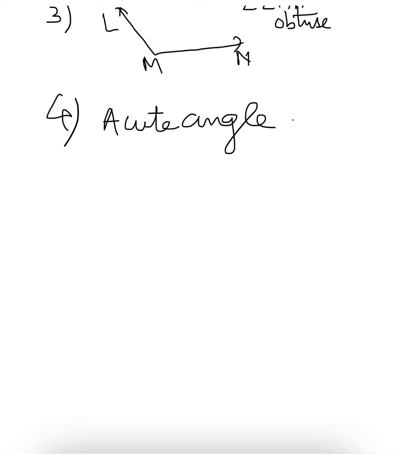Now C part. Count the number of angles in each shape. First, in each shape you see, in the given figure if you count, you will get 5 angles. Five angles are there. 1, 2, 3, 4, 5. 5 angles are there.